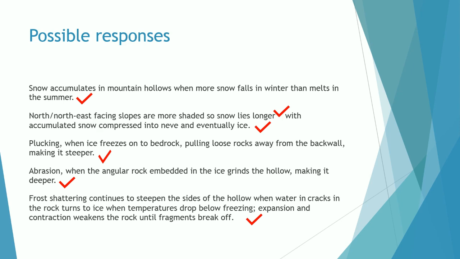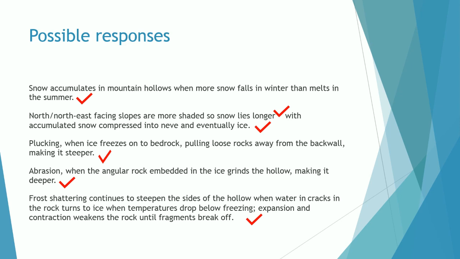North or northeast facing slopes are more shaded, so snow lies longer. That achieves 1 mark, with accumulated snow compressed into neve and eventually ice. Another mark. Plucking, when ice freezes onto bedrock, pulling loose rocks away from the back wall, making it steeper. Gets 1 mark. Freezing and plucking, expanded by steepening the back wall. Abrasion, when the angular rock embedded in the ice grinds the hollow, making it deeper.